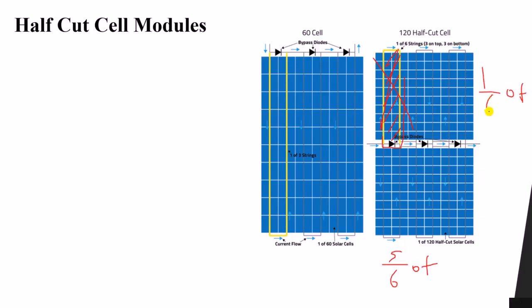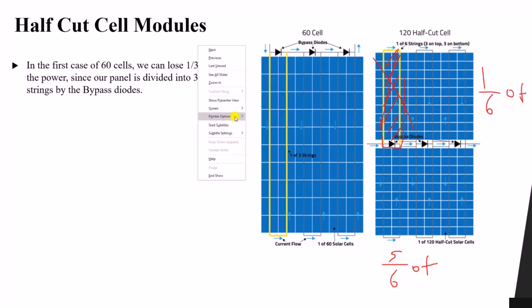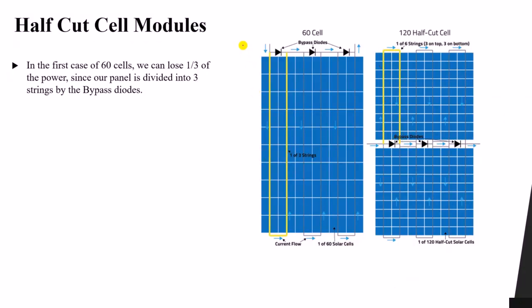Or 1/6 of our strings. You can see 1/3 of the power here, 1/6 of the power, due to the usage of the half cut cells. So you can see that in the first case of the 60 cells monocrystalline, we lost 1/3 of the power, since our panel is divided into 3 strings by the bypass diode. Remember, here's a string. What does this mean?